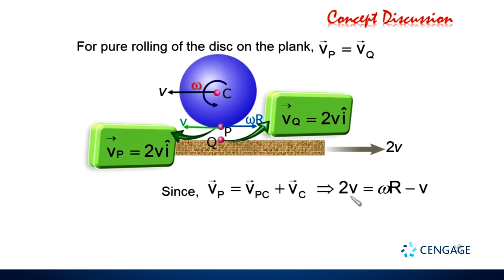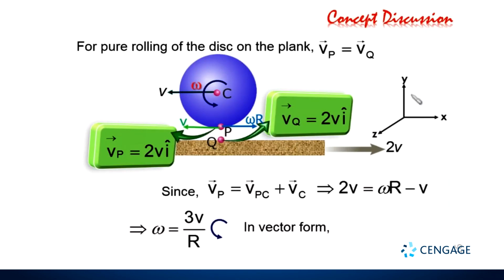Now we can rearrange this equation. This will be 3v equal to omega r, and omega should be equal to 3v divided by r, and sense of rotation is counterclockwise. And if we express this angular velocity in the vector form, so let us make the coordinate axis. This is x, y, z, and what we will do? We will curl our fingers in the sense of rotation, counterclockwise. We can observe the thumb will give the direction of the rotation vector, that is toward you, that is k cap. So, this angular velocity vector will be equal to 3v divided by r k cap.